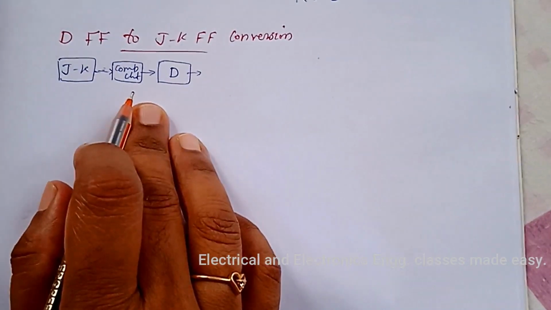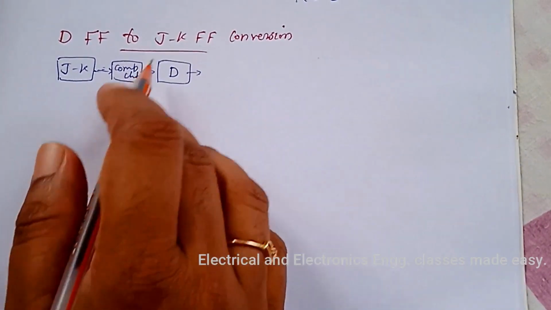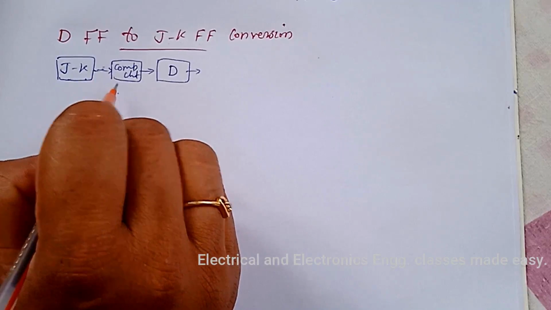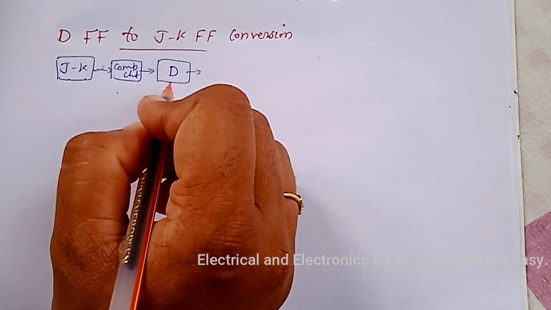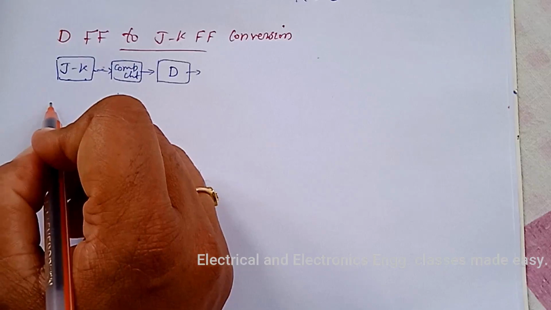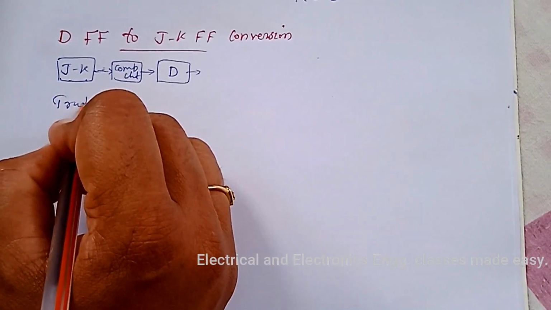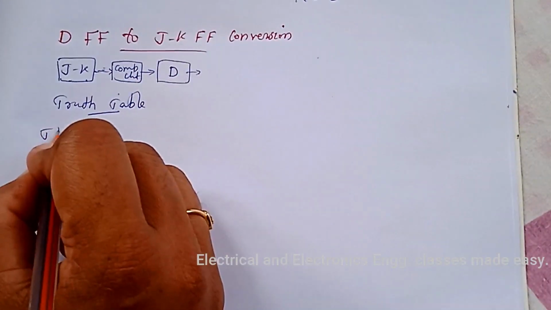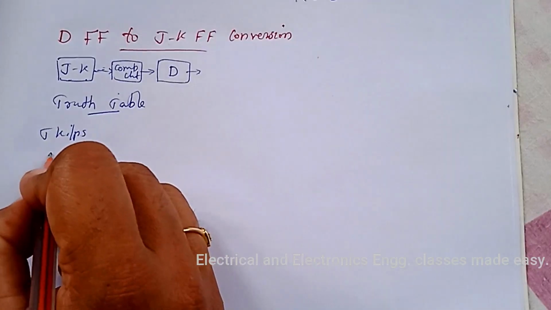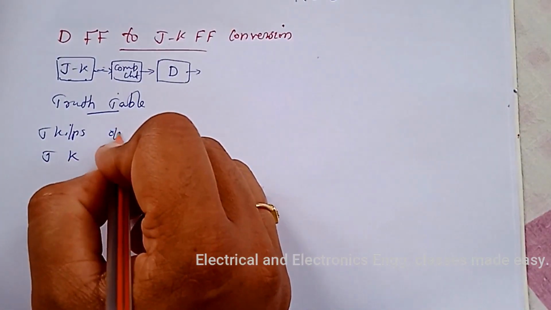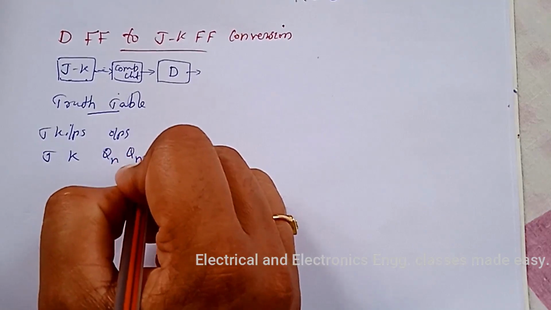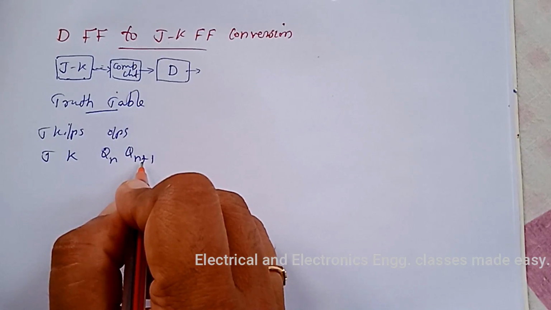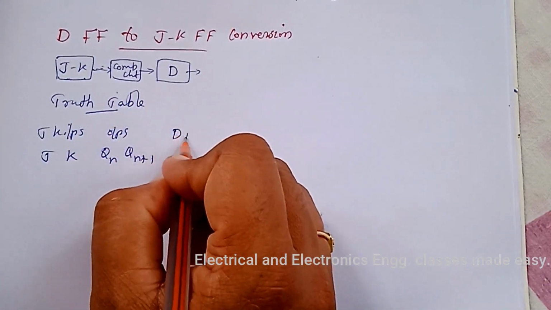Now we can draw the truth table. Truth table with JK input, then Qn plus 1 and D. So JK inputs: J and K, then outputs Qn and Qn plus 1, where Qn is the present state and Qn plus 1 is the next state to be obtained. Then D input.